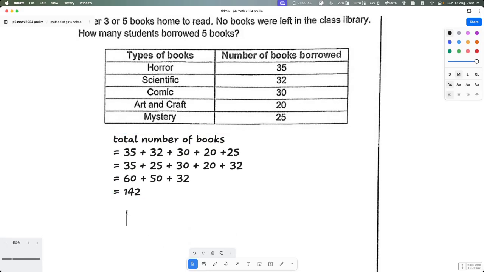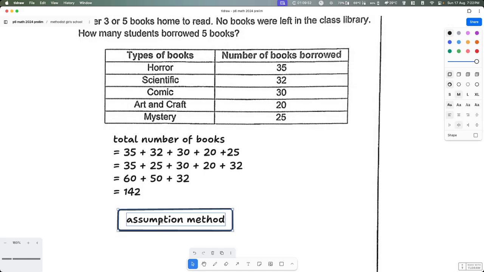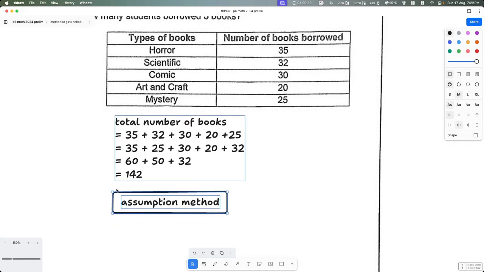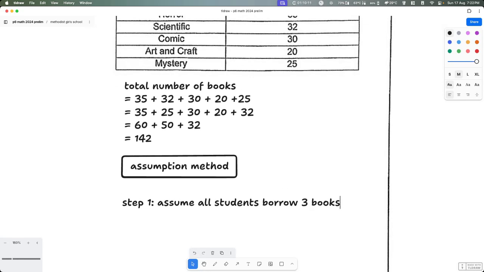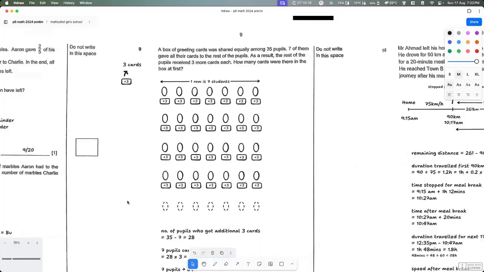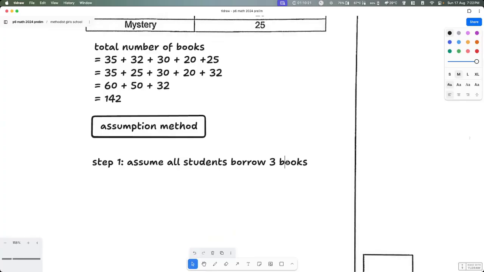So we can use the assumption method, since we have either 3 and 5 in this case over here. Okay, so step 1, assume all students borrow 3 books. Oops, where am I? Okay, let's go back. This is the paper 2 one. Okay, sorry. So assume all students borrow 3 books.